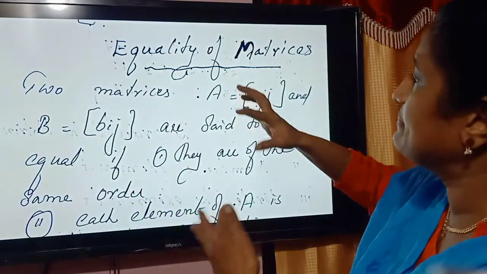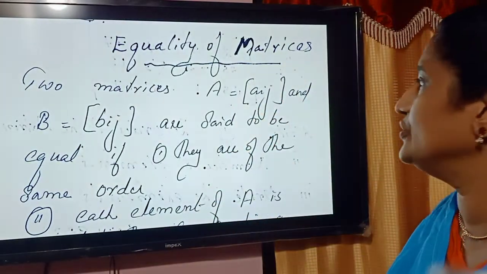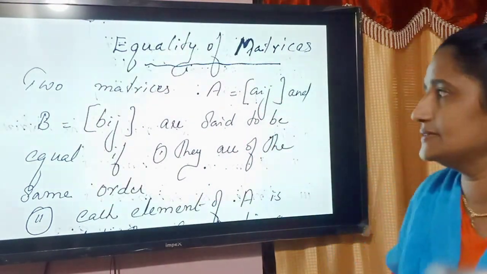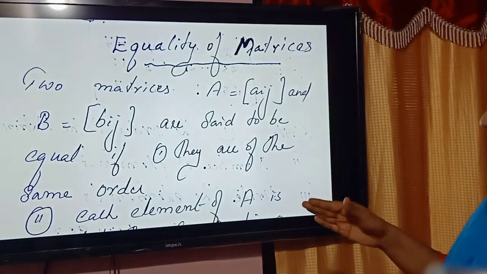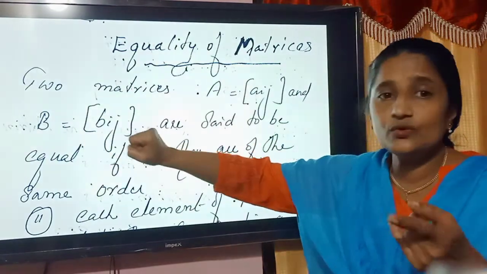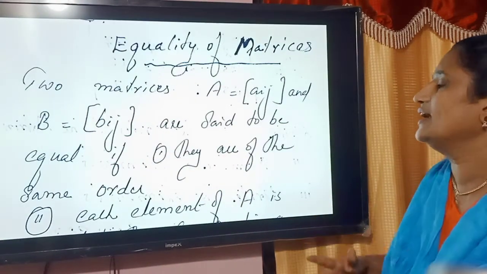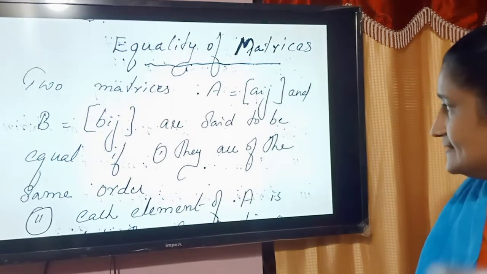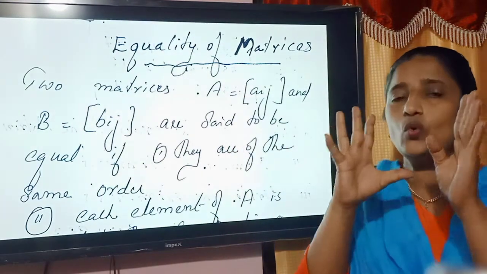Now I am going to explain the next one, equality of matrices. What is the meaning of equality of matrices? Two matrices A and B, in the standard form written A equal to Aij and B equal to Bij, are said to be equal if two conditions are satisfied. What are the two conditions? They are of the same order.